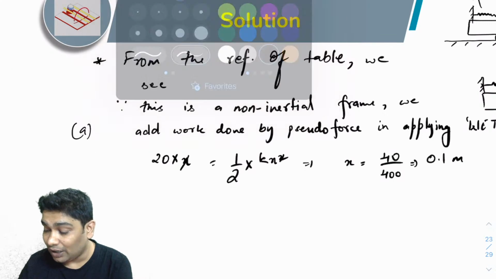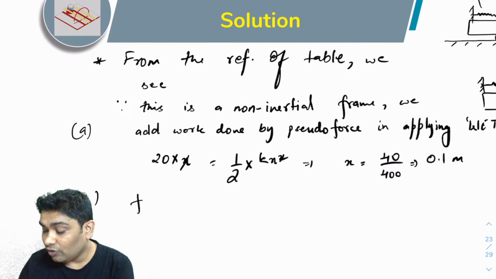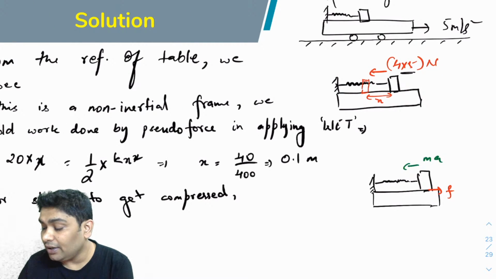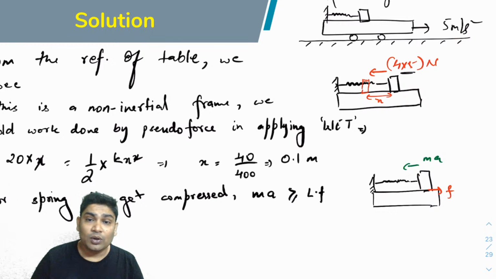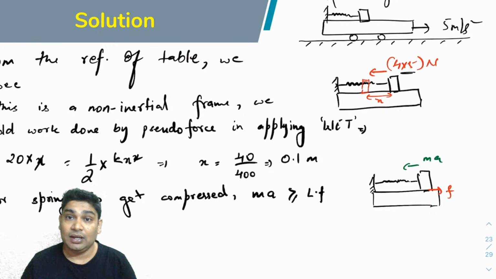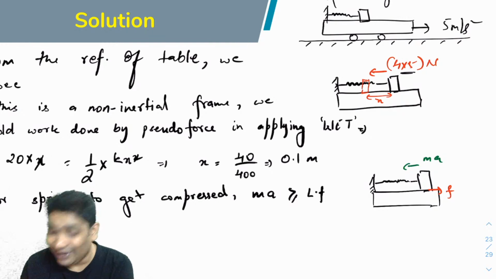So I can say in part B, for the spring to get compressed, MA should be greater than or equal to the limiting friction. At least it has to be just equal to the limiting friction so that it just starts to slip and it can compress the spring a bit.